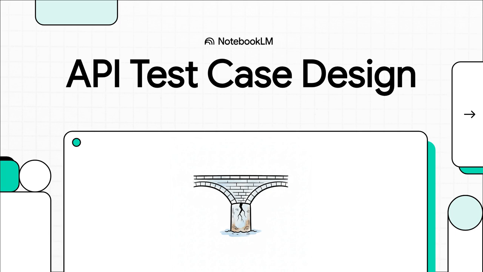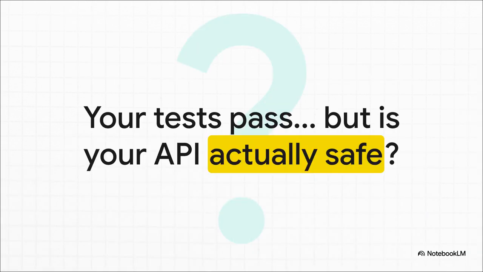Well, in this explainer, we're going to learn how to find those hidden flaws by designing test cases that go way, way beyond the happy path. I mean, think about it. All your tests pass, that's great. But here's the question that should be keeping you up at night. Does that really mean your API is safe? Is it actually robust enough for the real world? And the surprising answer is probably not.